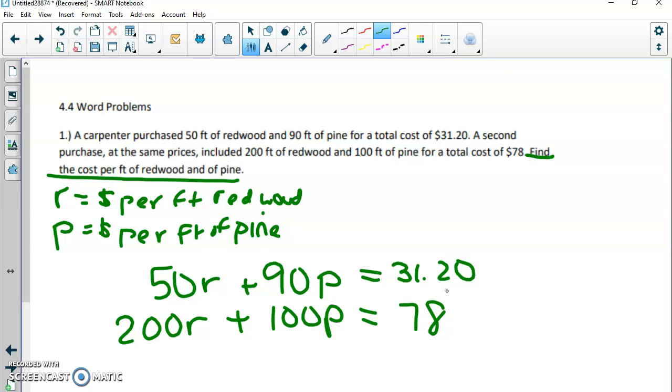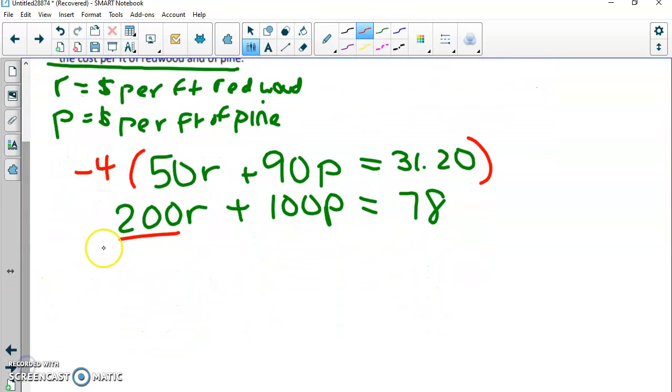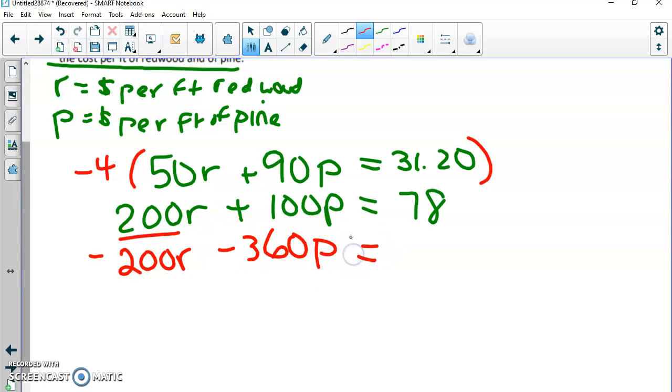You can solve it however you would like. I would suggest not graphing for these, so I would choose either substitution or elimination. If you asked me personally, I think elimination is the easiest for these ones. So I'm going to choose to eliminate R because 200 is a multiple of 50, so I'm going to multiply the first equation by a -4. So negative 200R minus 360P equals whatever 3120 is.